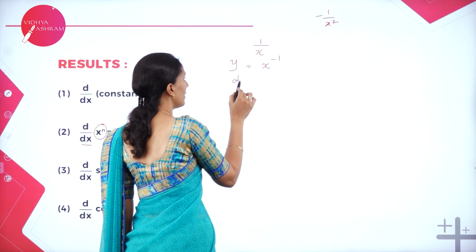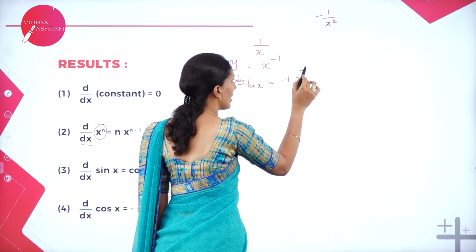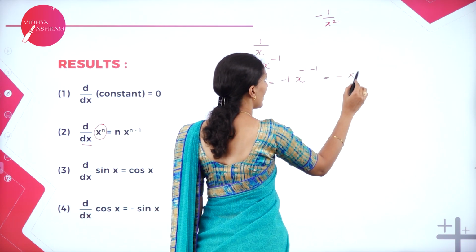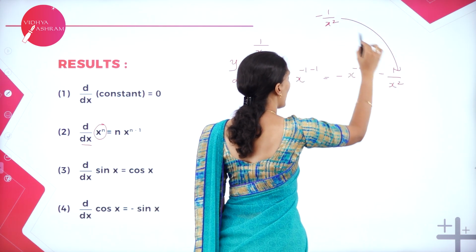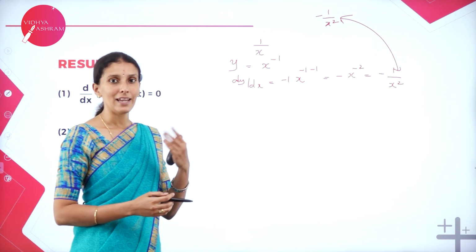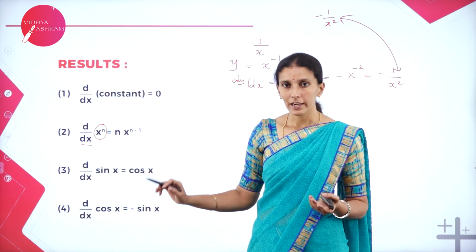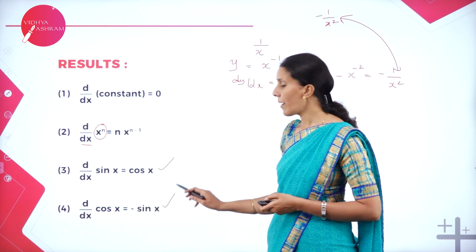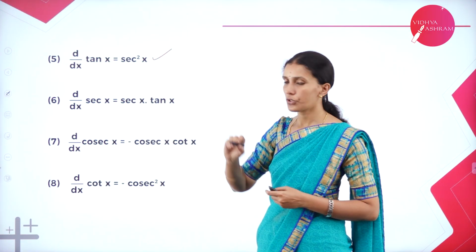So therefore, dy by dx is n into x to the power n minus 1. Apply the formula. So it is minus x to the power minus 2, which is 1 by x square. So you can see both answers are the same. Using this formula, you can find the derivative of any power of x. Next, we had proved the derivative of the sin x function is cos x. The derivative of the cos x function is minus sin x. Next, the derivative of tan x is secant square x.